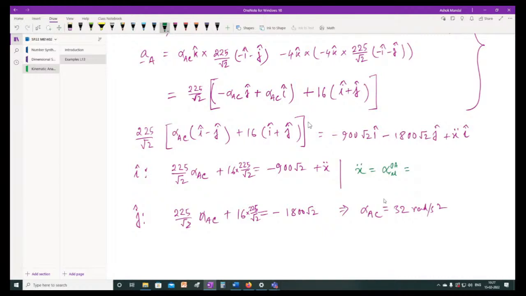So while equating the J component in LHS side, it should be minus 225 by root 2 alpha AC. But instead of that, we have written plus. Yeah, it is minus. You guys got this 32 using minus or plus? So using minus. Because my note is saying that it is 32 radian. I did a mistake here.